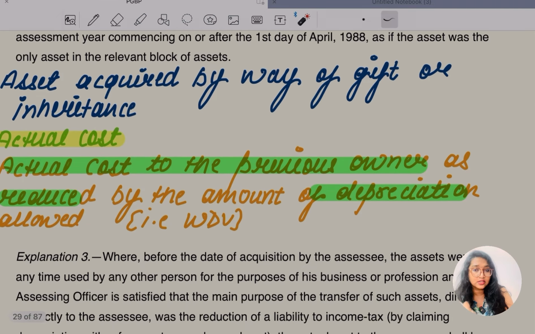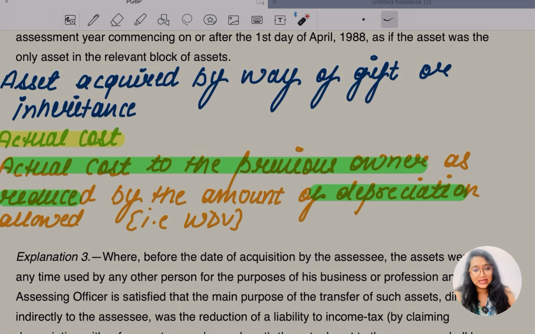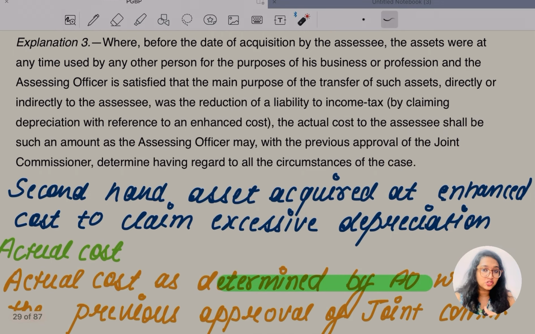In case of previous owner, the actual cost is going to be what? The actual cost of previous owner, if the asset is acquired by way of gift or inheritance. Okay, so in this case it is going to be the actual cost of previous owner, which is to be reduced by the amount of depreciation. इतनी बात clear है ना? हाँ जी. Let's go for the explanation 3.